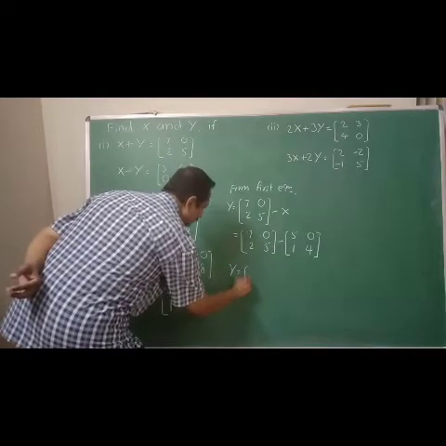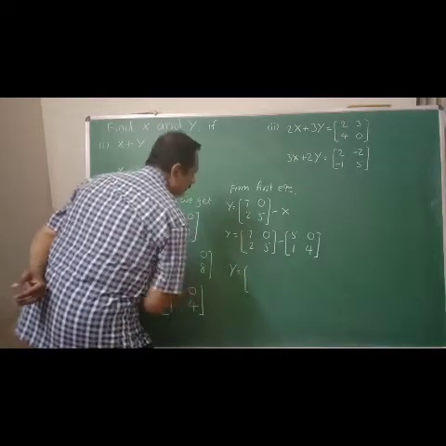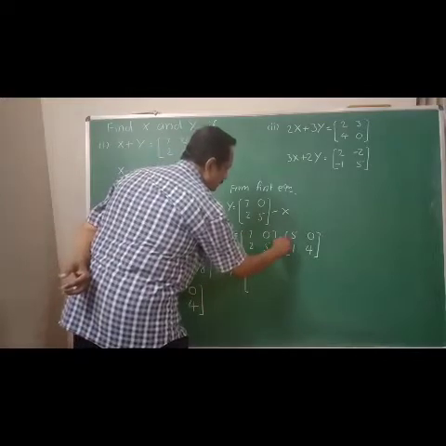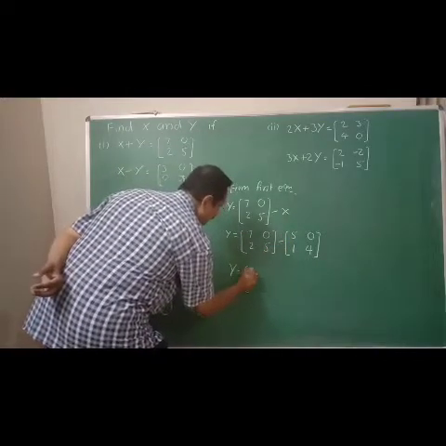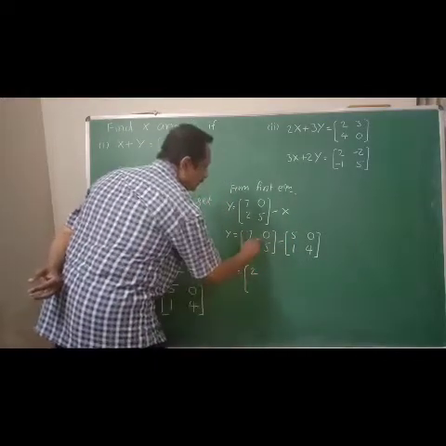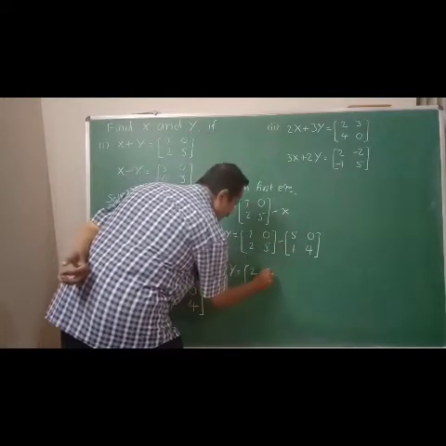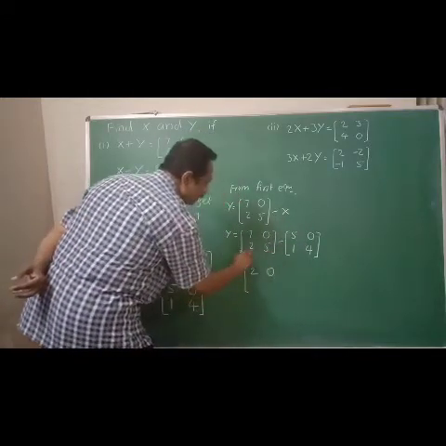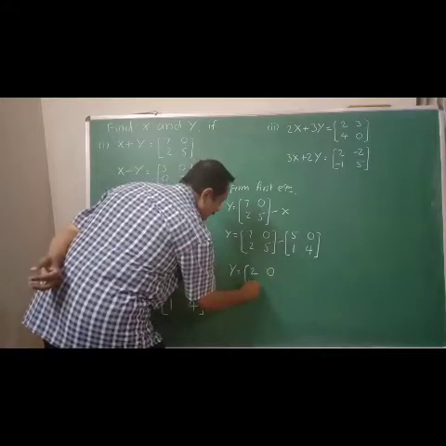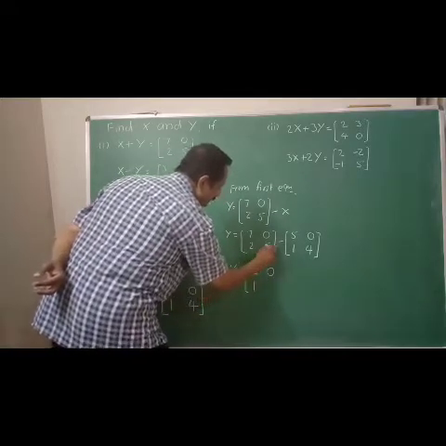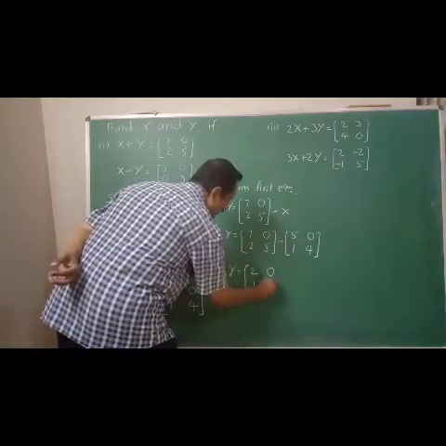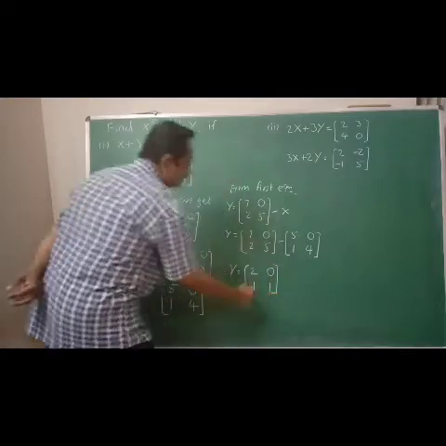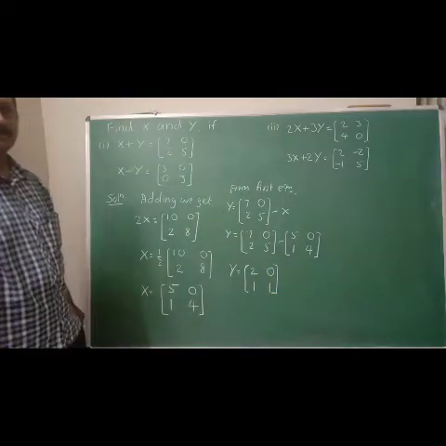So y is equal to 7 minus 5 is 2. 0 minus 0 becomes 0. 2 minus 1 is 1. 5 minus 4 is 1. So this is the required matrix.